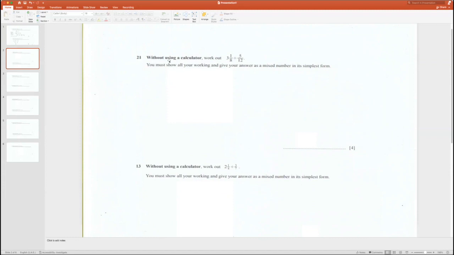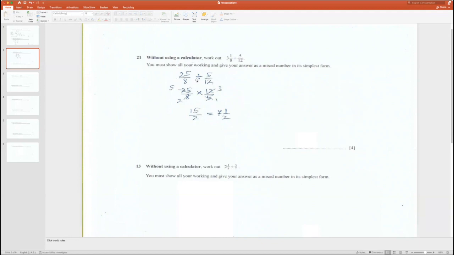See this one, this mixed number divided by this fraction. We have to write this mixed number as an improper fraction. To get the improper fraction, we have to multiply this whole number by the denominator and add the numerator. 8 times 3, 24, plus 1, 25. So 25 over 8 divided by 5 over 12.